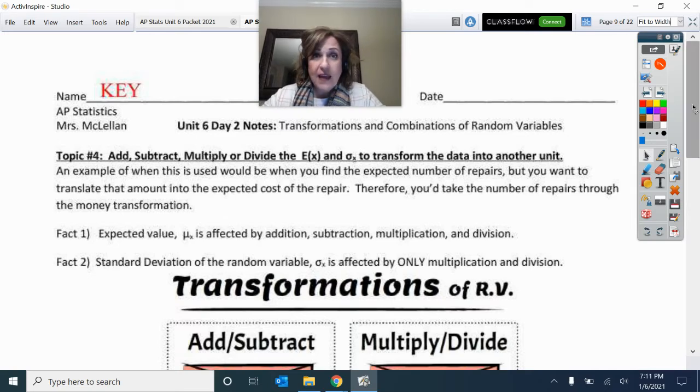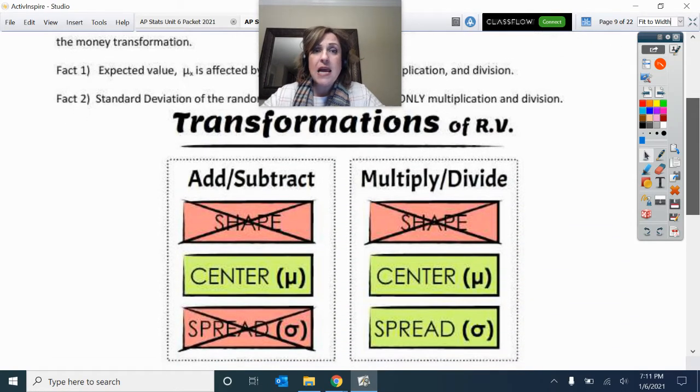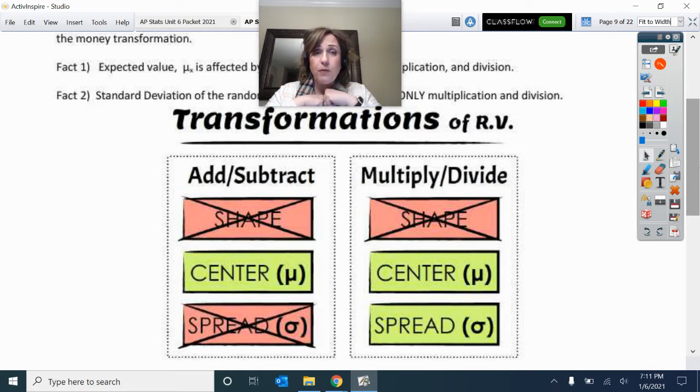We've already talked about that. How is that affecting the center and the spread? How is it affecting the mean, and how is it affecting the standard deviation? Here's a visual. Remember the ball that I would expand and compress and shift left and right to talk about how those changed.